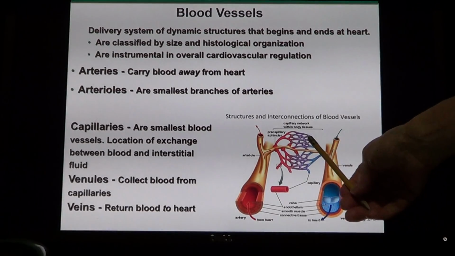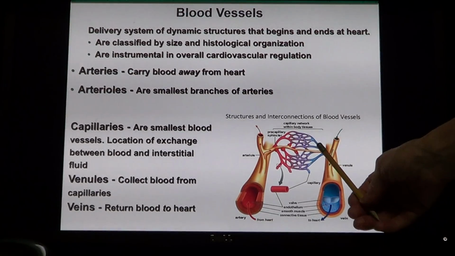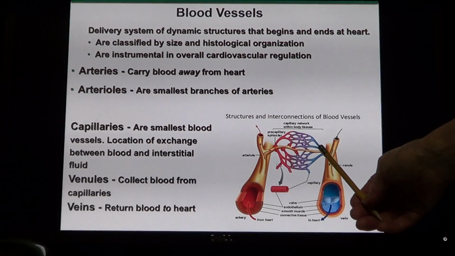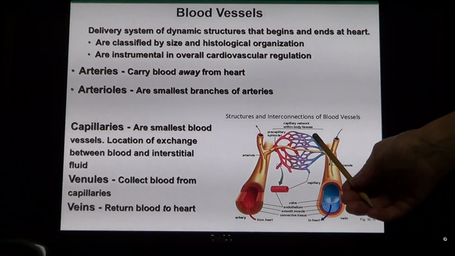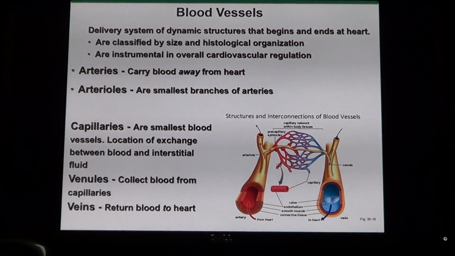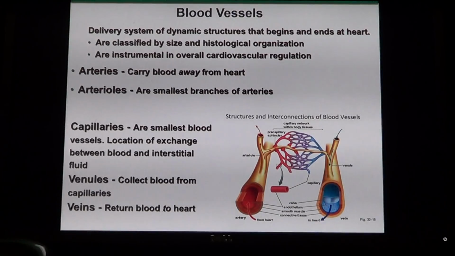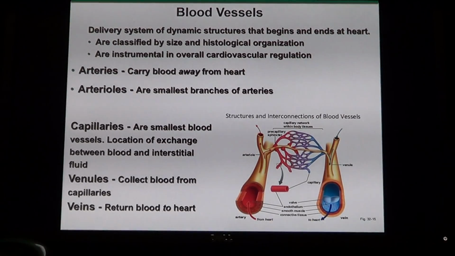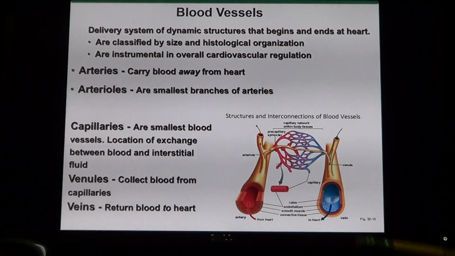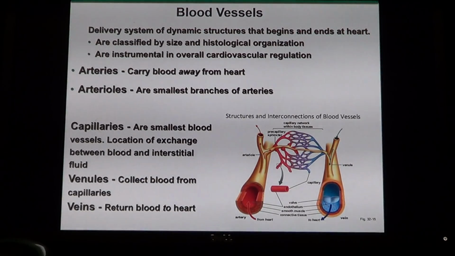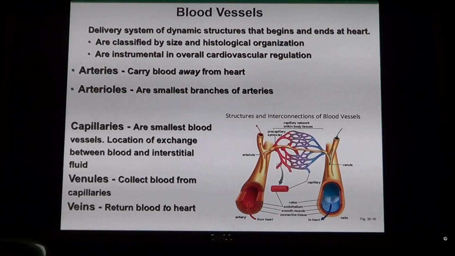On the other hand, capillaries on the venous end continue joining together, forming venules, the smallest subdivision of the venous end of the circulation, and then forming veins of different diameter and size, finally joining into the superior or inferior vena cava, or from the coronary circulation, the coronary sinus.